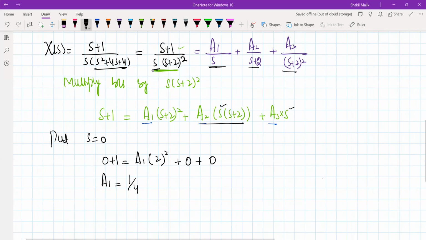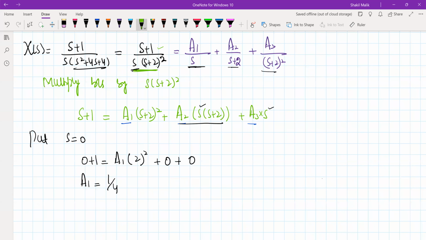Now to find a2, let me find first a3. Before finding a2, we'll find a3. So we'll put s equal to minus 2. If I put s equal to minus 2, this term is 0, this term is 0. Then we'll get a3. That means minus 2 plus 1.